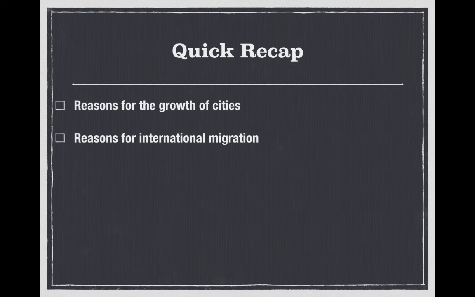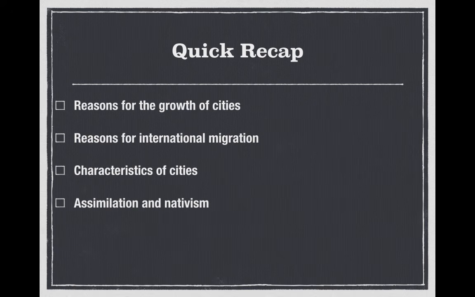So let's do a quick recap on this video. Reasons for the growth of cities, know it. Reasons for international migration, why were immigrants coming here? Please be able to explain those if you have to in a short answer question. Characteristics of cities, assimilation and nativism. This is a topic that we will see over and over and over again in U.S. history. Political machines, what were they? What did they do? And the emerging middle class.